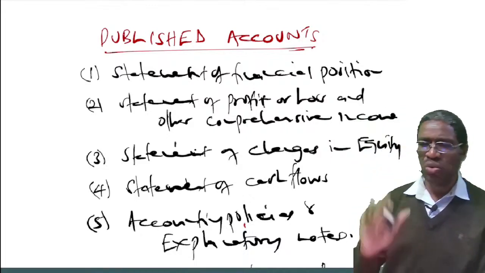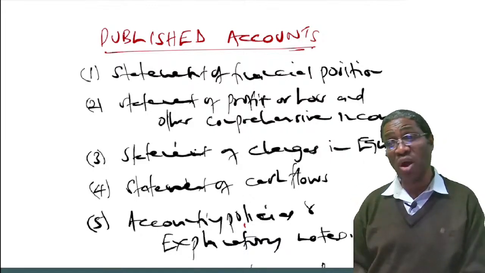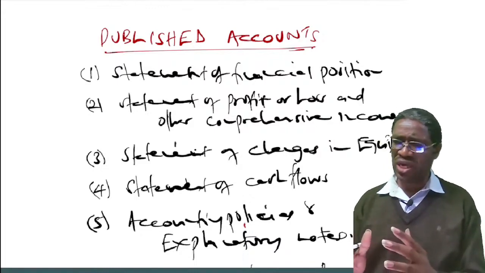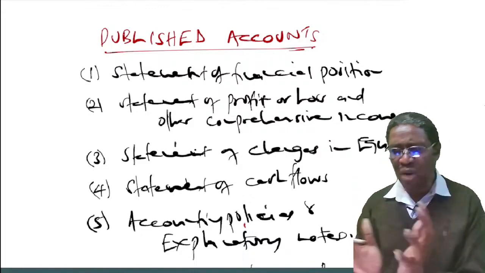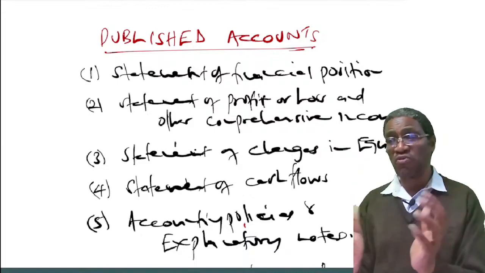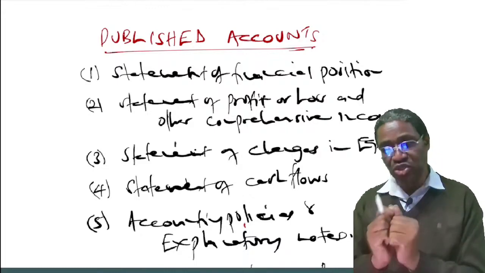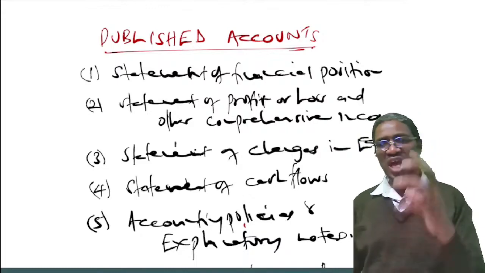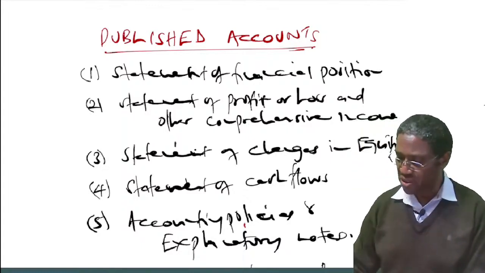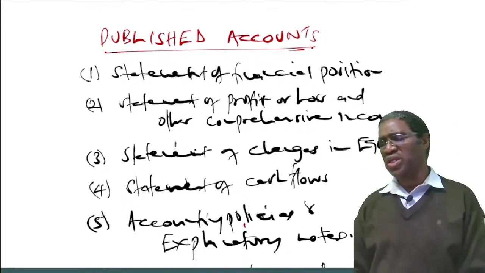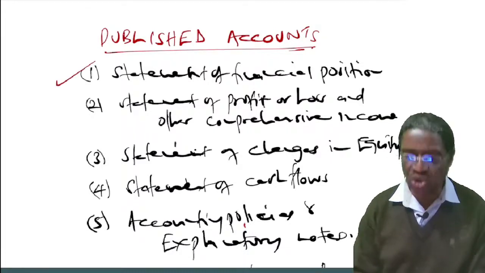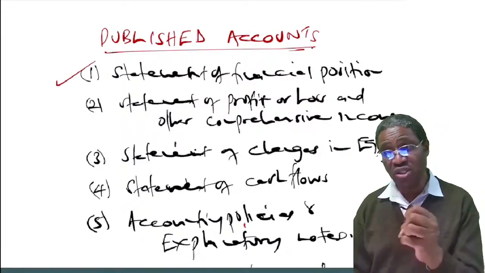We said when you are a public company, you are required to prepare published accounts. So we asked ourselves last time, when you are preparing those published accounts, what should you include in a complete set of financial statements for publication purposes? We said there are 5 components of a complete set of financial statements. Number 1, we said, is the statement of financial position, which you could also call the balance sheet.